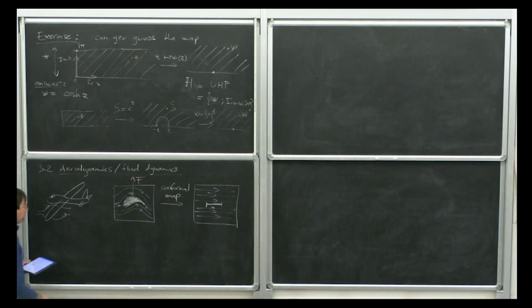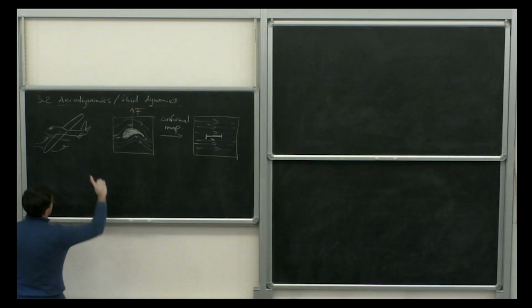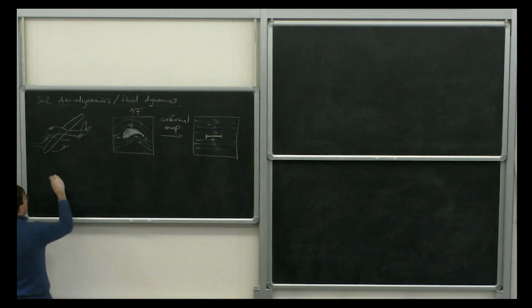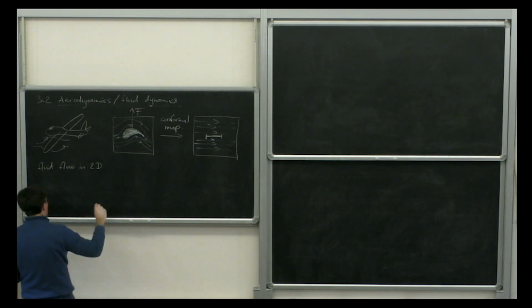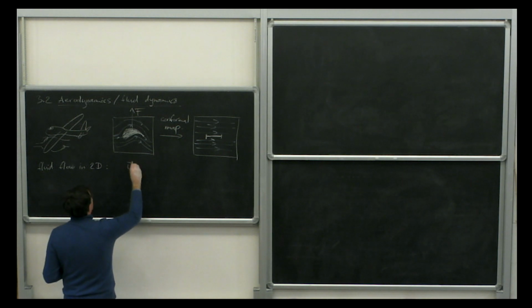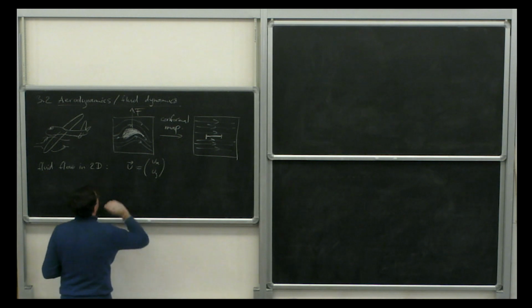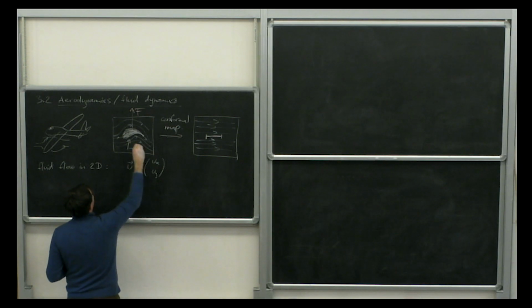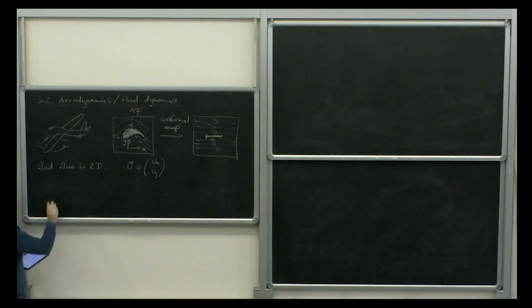Okay, so where does this come from? You have to imagine that you're modeling your fluid flow. So this is a fluid flow in 2D. So there's some velocity field u with components ux, uy. Say this is the plane xy.